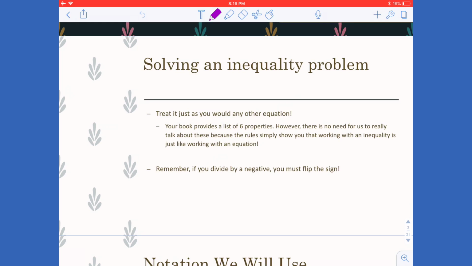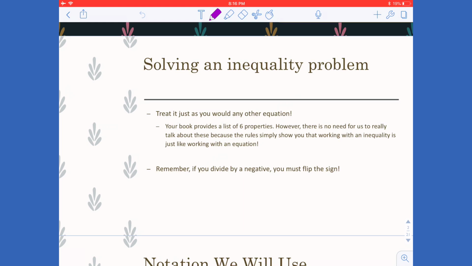Your book in this section actually provides a list of 6 different properties. However, there's really not a need for us to talk about these because the rules are simply showing you that working with an inequality is just like working with an equation. So, for example, if you were trying to solve for x, you'd want to get your x on one side, everything else on the other, and you literally solve as if there were an equal sign. The only difference is there's an inequality.